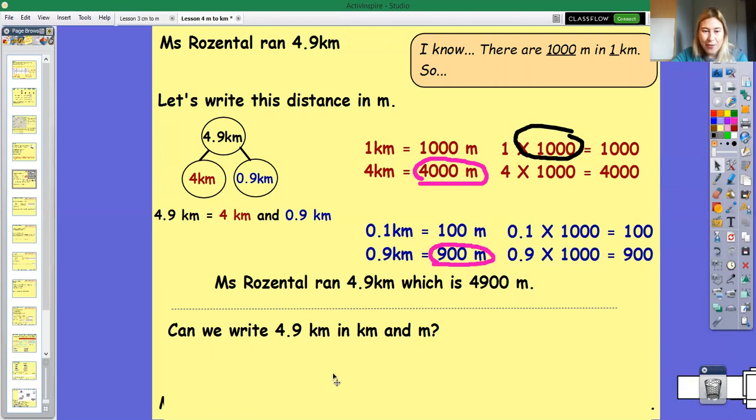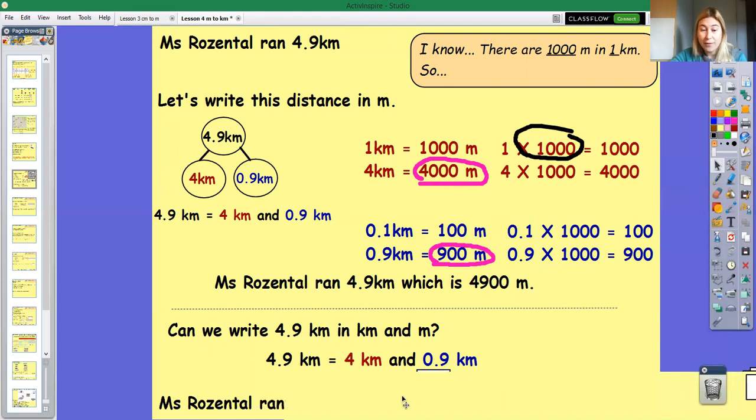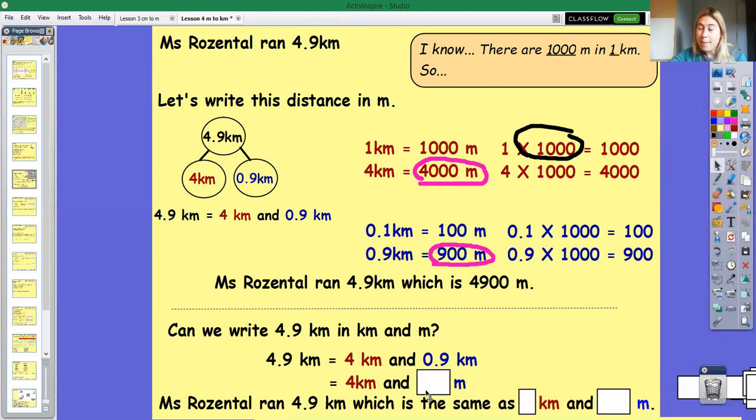Okay, so let's go through it. We've already actually worked this out, because we've already worked out what our kilometres would be in metres. So we know that 4.9 kilometres is 4 kilometres and 0.9 kilometres. So I've already got the first part of this really, haven't I? I can keep my 4 kilometres because I want to write it in kilometres and metres. So now I just have to think about my metres. And we know that 0.9 kilometres is, say it with me, 900 metres.